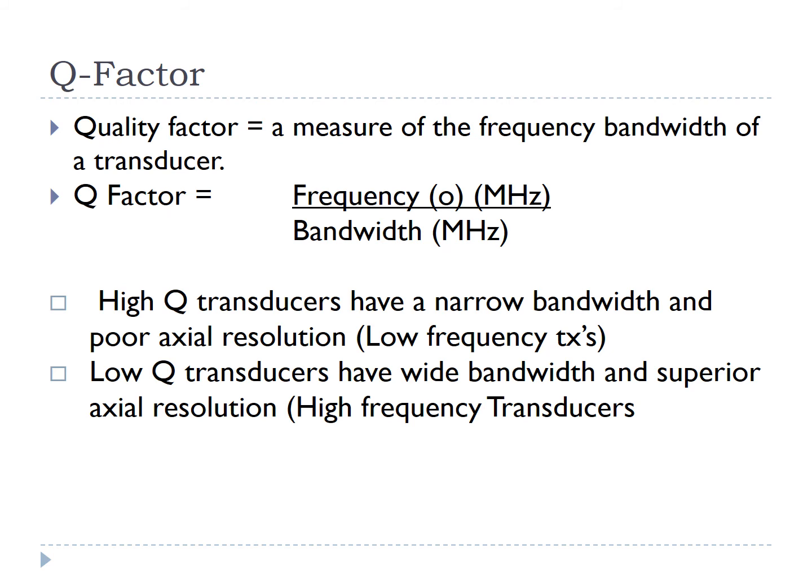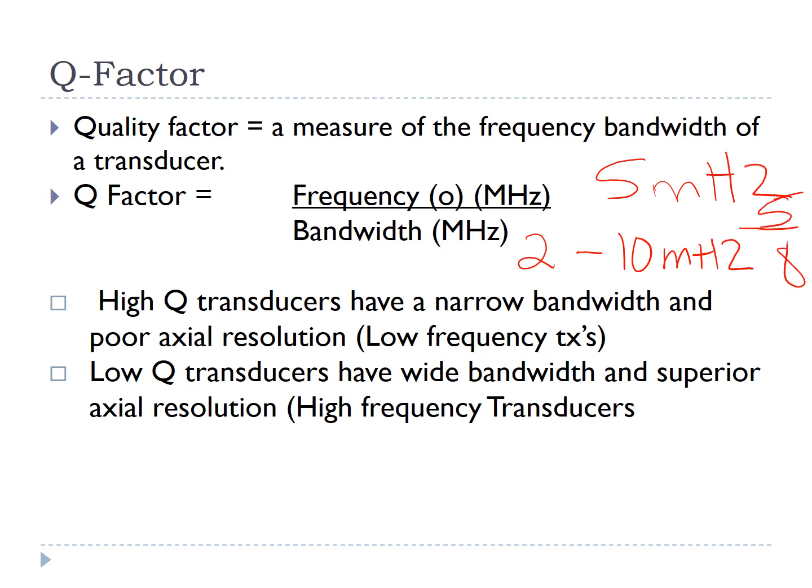Quality factor is another unitless number that gives us an idea of how a transducer is functioning and what the image will look like. So quality factor is a measure of the frequency bandwidth of a transducer. There is an equation for quality factor. It is the operating frequency divided by the bandwidth. So if our operating frequency is 5 megahertz, but our bandwidth ranges from 2 to 10 megahertz, that means our bandwidth is 8 and our operating frequency is 5. Our Q factor then is 5 divided by 8.